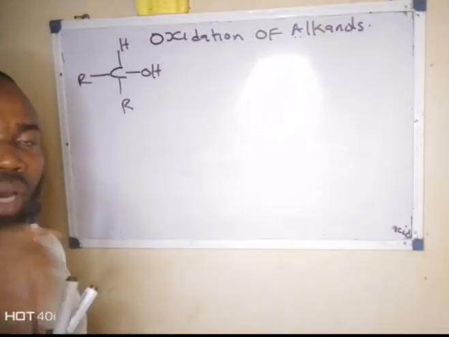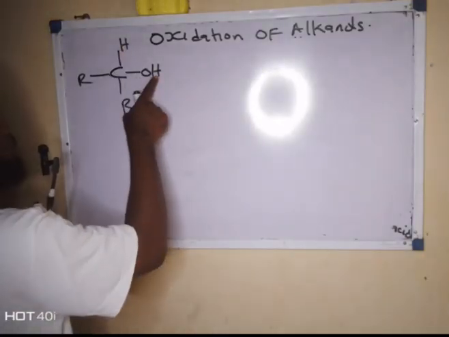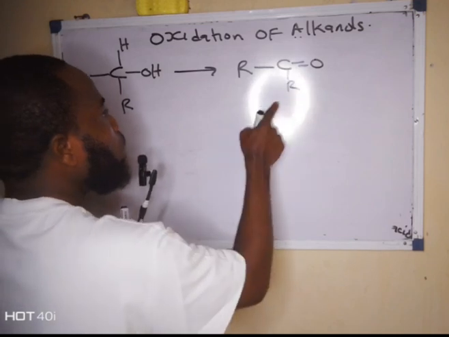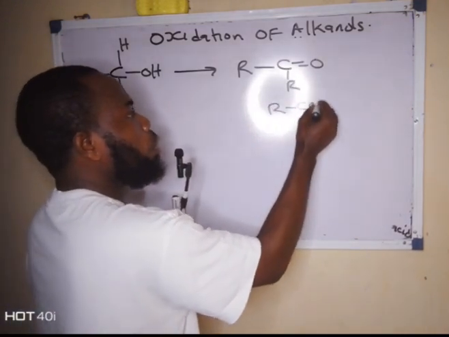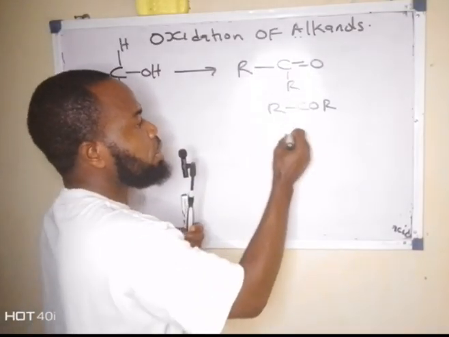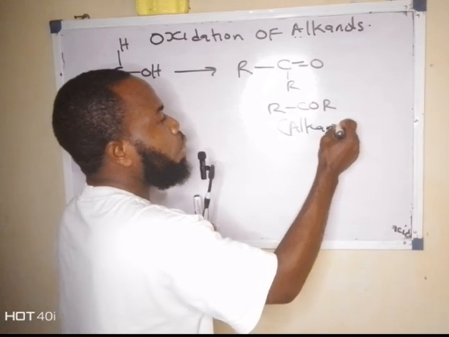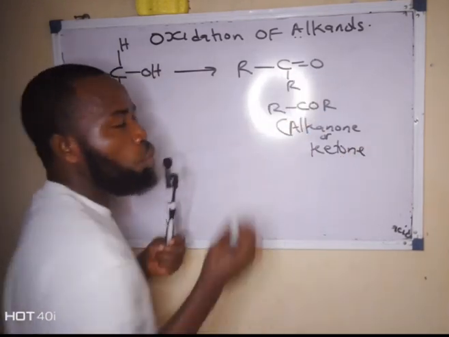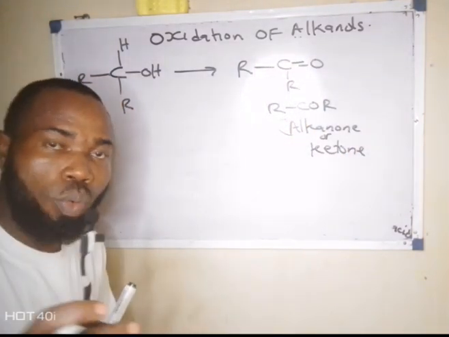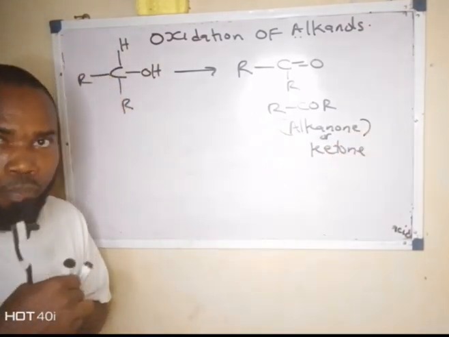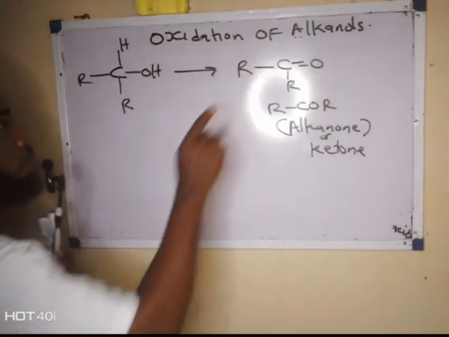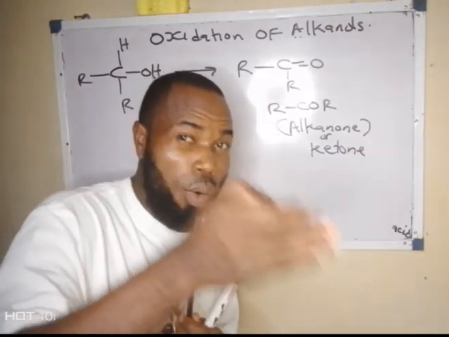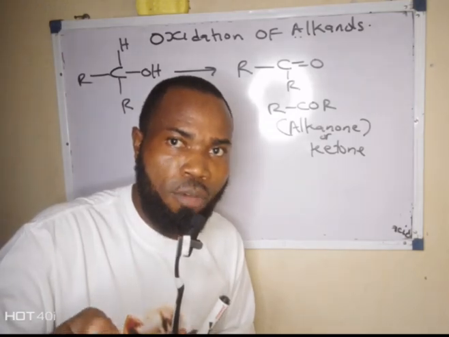Now secondary alkanols can only be oxidized once. So removing H from here, what will I get? I'm going to have a C double bond O. Now this compound here obviously is a ketone, or you can simply say an alkanone, because it has the carbonyl group, the CO group. So if I oxidize a secondary alkanol, it will form an alkanone or a ketone. This oxidation can only occur in one step, because I can only oxidize it once. Unlike the primary, which oxidizes to form the alkanal, the aldehyde, then complete oxidation now forms what? Alkanoic acid.